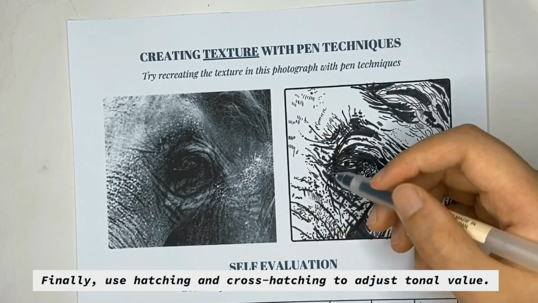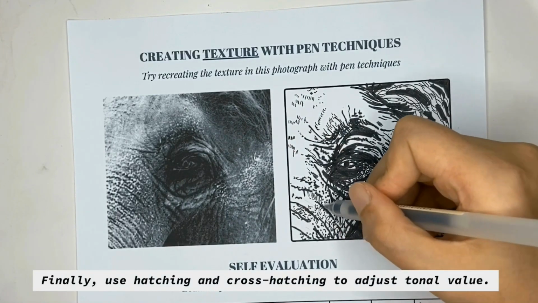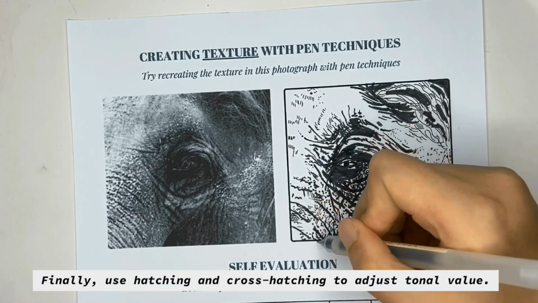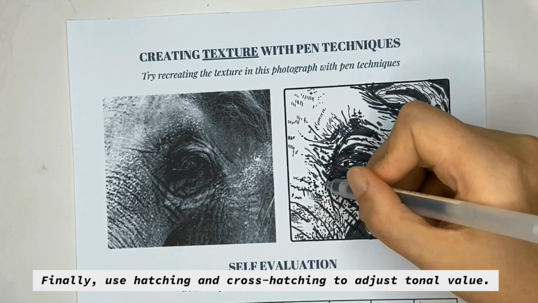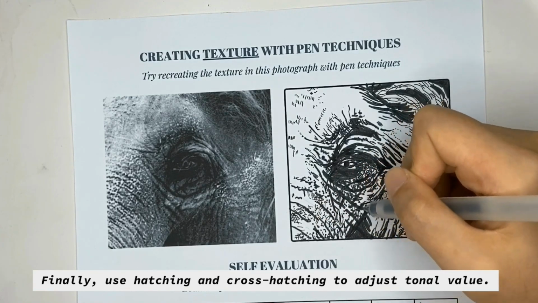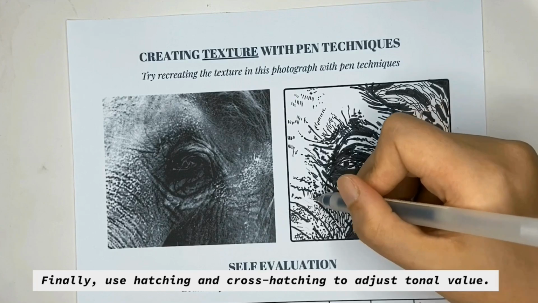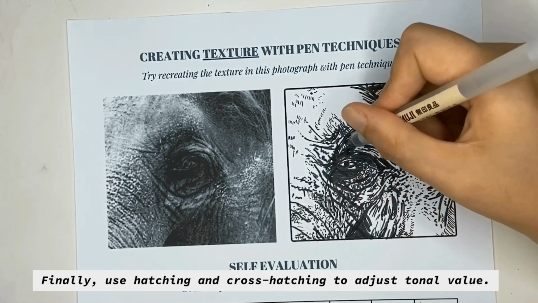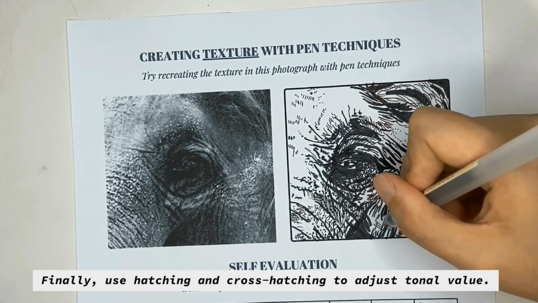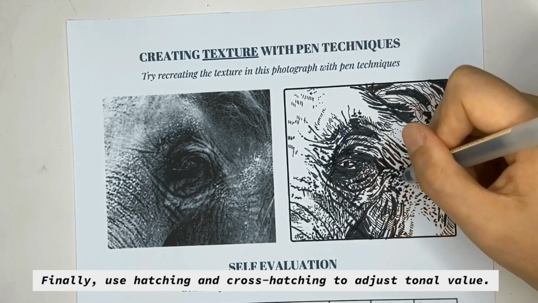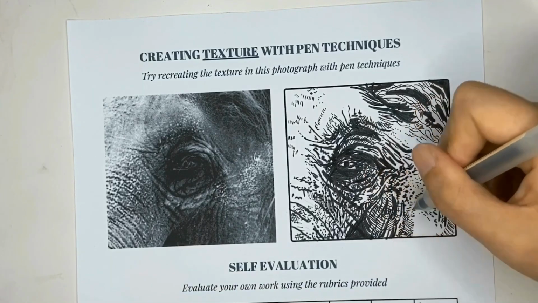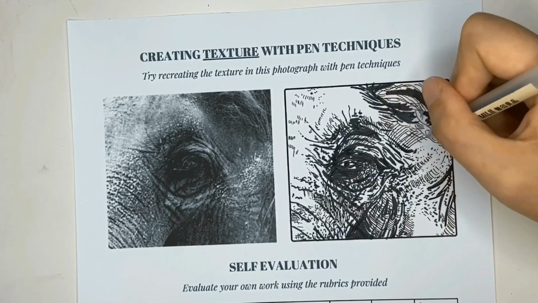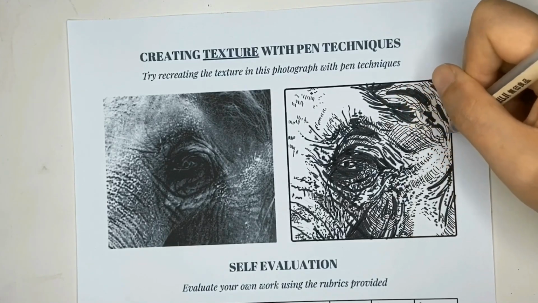And finally, all we need to do is to use hatching and cross-hatching to adjust the tonal values. Because if you look at the reference image, some areas they are still slightly darker. And then we are done.